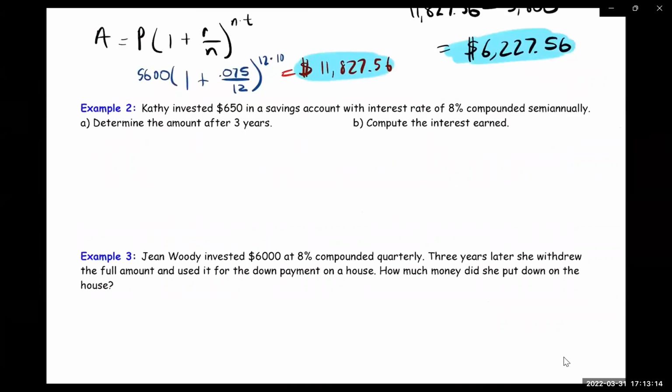All right, Kathy invested that much. That's our P. Our interest rate semi-annually. Anybody know what N has to be for semi? 2. Yeah, 2. And then the number of years is 3 this time. So our formula.